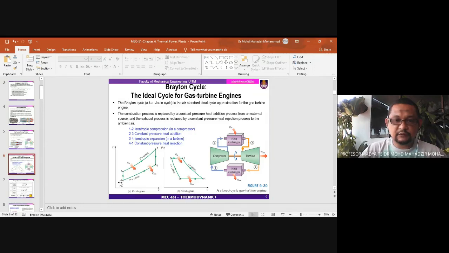Okay, four processes. Process two to three is heat addition, and three to four is the power process in the turbine. Four to one is exhaust, or heat rejection. This is what I said just now. This is a closed cycle because it has a heat exchanger, so the cycle continuously loops. When it looks like this, we call it a closed gas cycle.